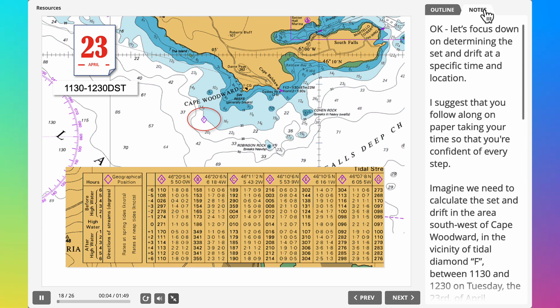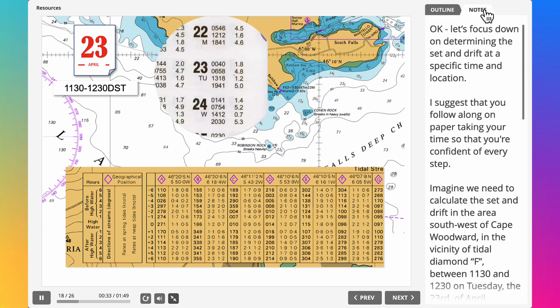Okay, let's focus down on determining the set and drift at a specific time and location. I suggest that you follow along on paper, taking your time so that you're confident of every step. Imagine we need to calculate the set and drift in the area southwest of Cape Woodward, in the vicinity of tidal diamond F, between 11:30 and 12:30 on Tuesday the 23rd of April.